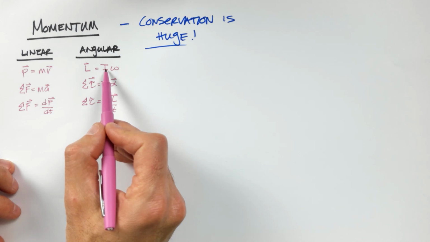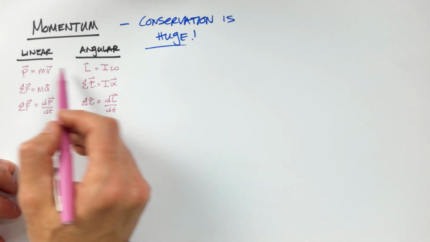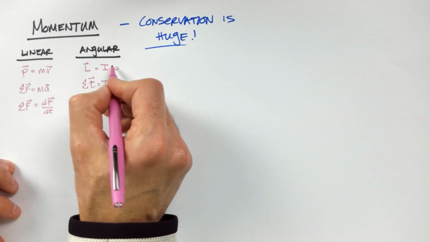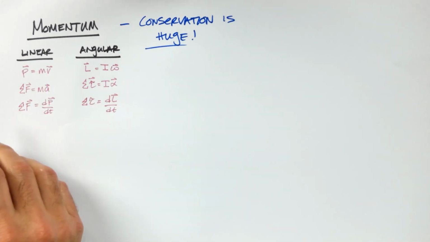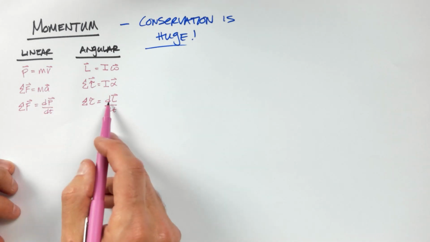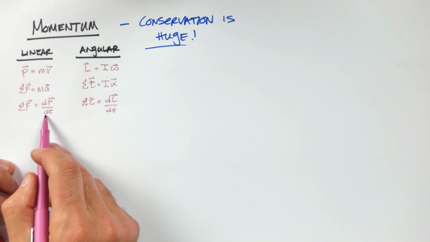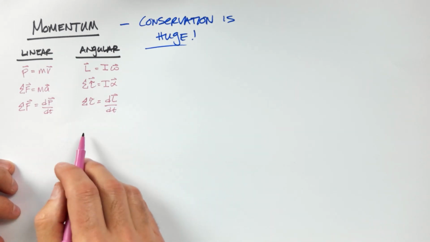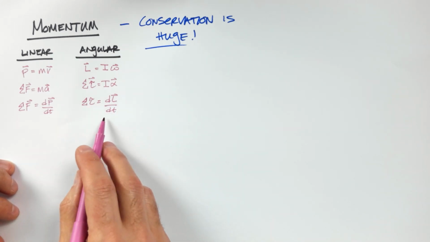Rotational inertia is the rotational equivalent of mass. Angular speed, which should be a vector, and linear speed, acceleration, angular acceleration. And here again, the derivative of linear momentum with respect to time is the net force, and the derivative of the angular momentum with respect to time is the net torque.